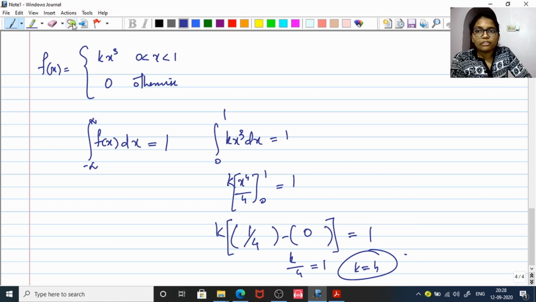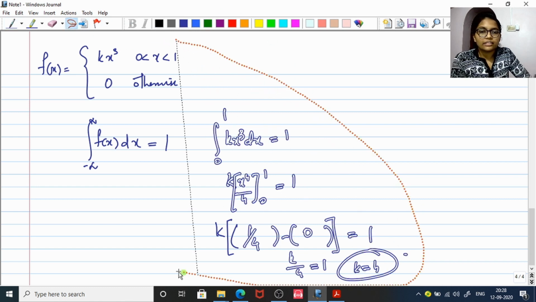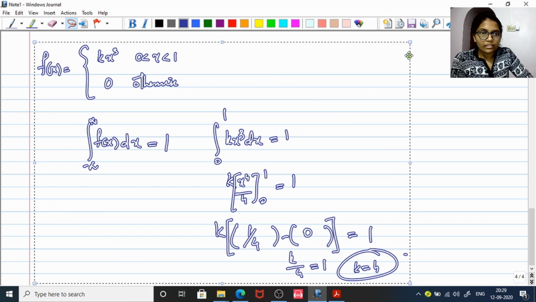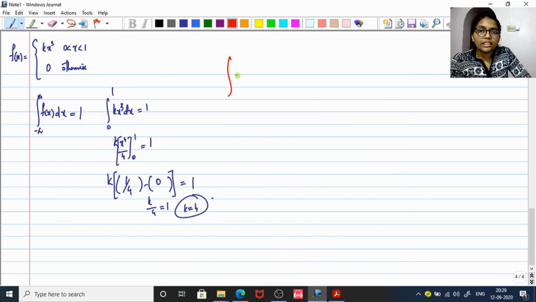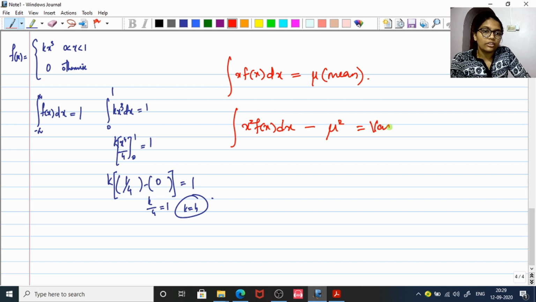What is the formula for mean and variance? The formula for mean is integral x f of x dx. This is your mean. And variance is integral x square f of x dx minus mu square. This is your equation for variance.